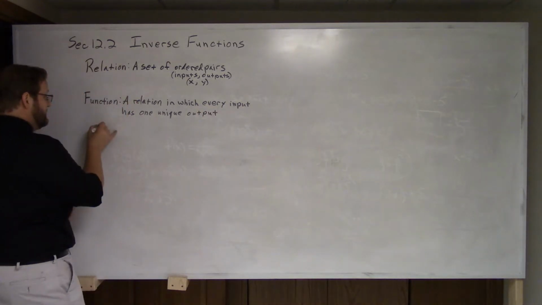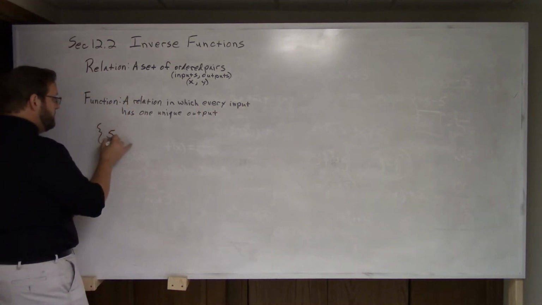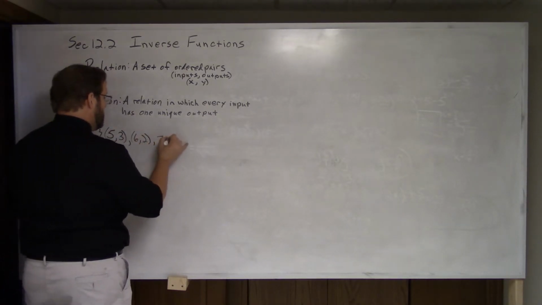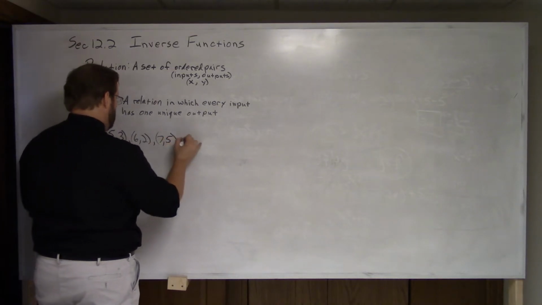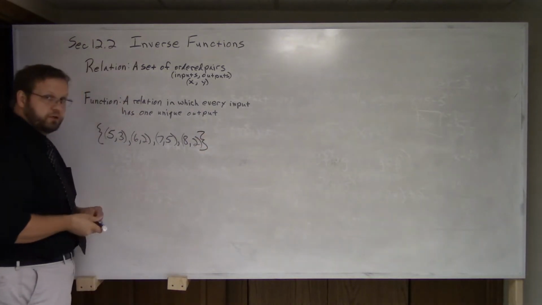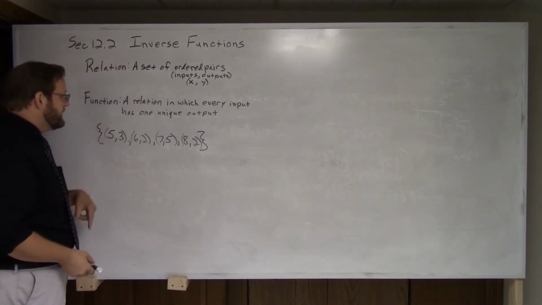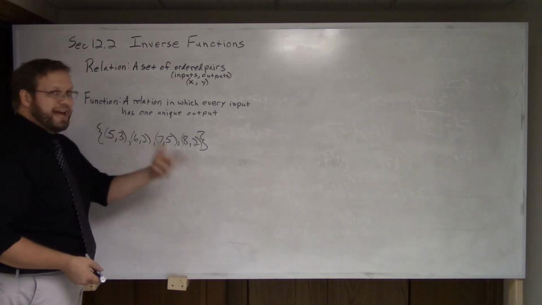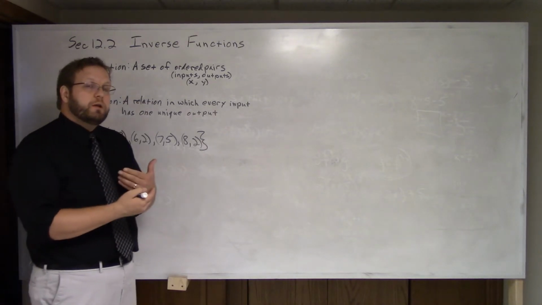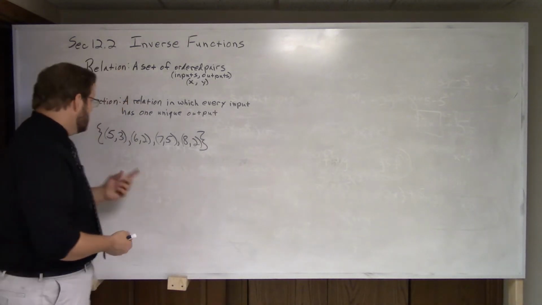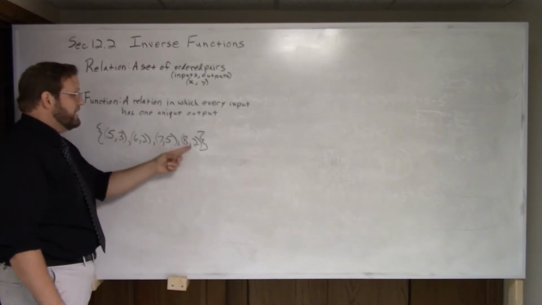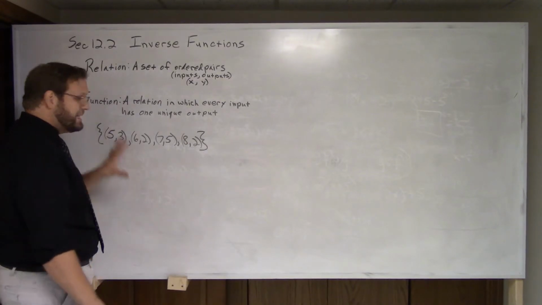Okay, so for instance, let's say we have 5, 3, 6, 2, 7, 5, 8, 2. That's a function. Okay. If we had like a 5, 3, and then 5, 9, that would be wrong. Okay, that would not be a function because that input of 5 would have two different outputs. Here, 5 is only giving an output of 3, 6 only a 2, 7 only a 5, 8 only a 2. Okay, that is a function.